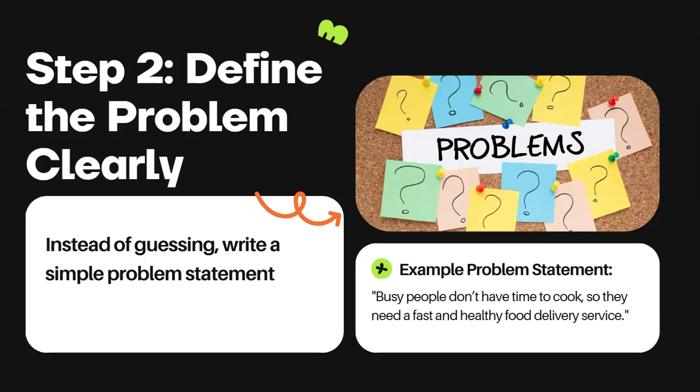So this problem is that busy people don't have time to cook, so they need a fast and healthy food delivery service. Which app in Nigeria is coming to mind? Glovo. Yes, Glovo. So these are apps that are solving this problem that people have. One way to design a product is to look for problems that people are facing in finance, food, or health. You can use that to create a unique product.